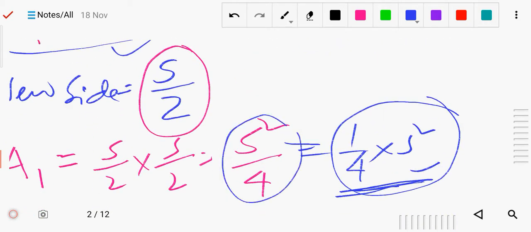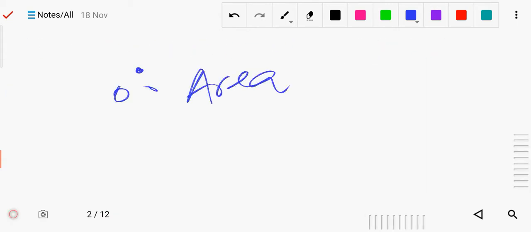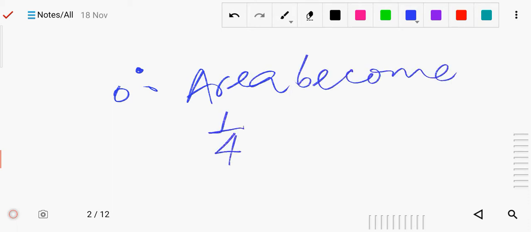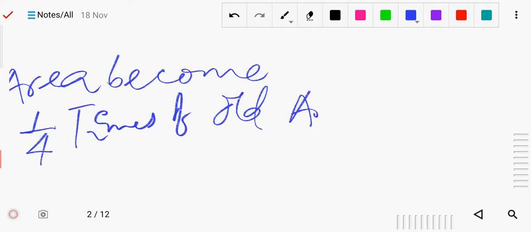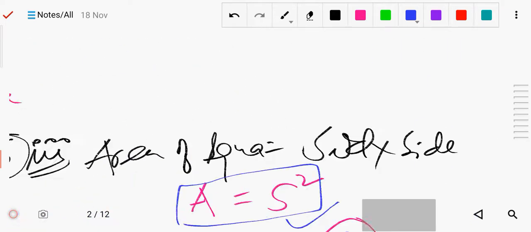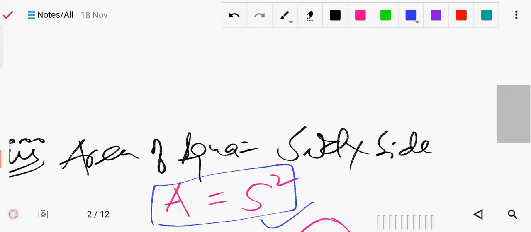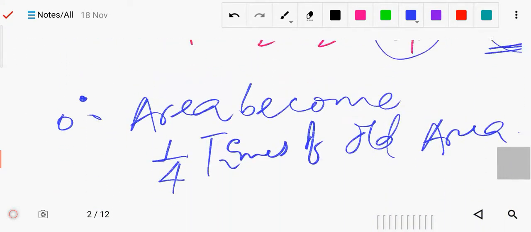So what do we have to conclude? We can write: the area became 1 by 4 times of the old area. Old means original. So this is your answer. The same thing we are doing as before: here we write the area of the square and solve it. Got it?